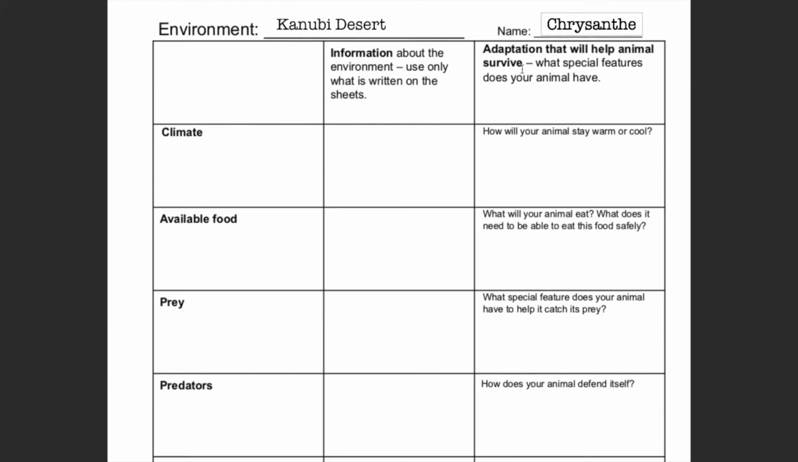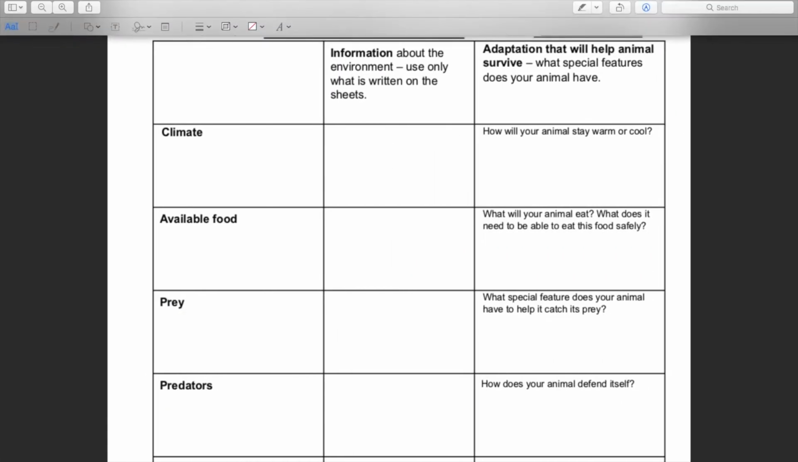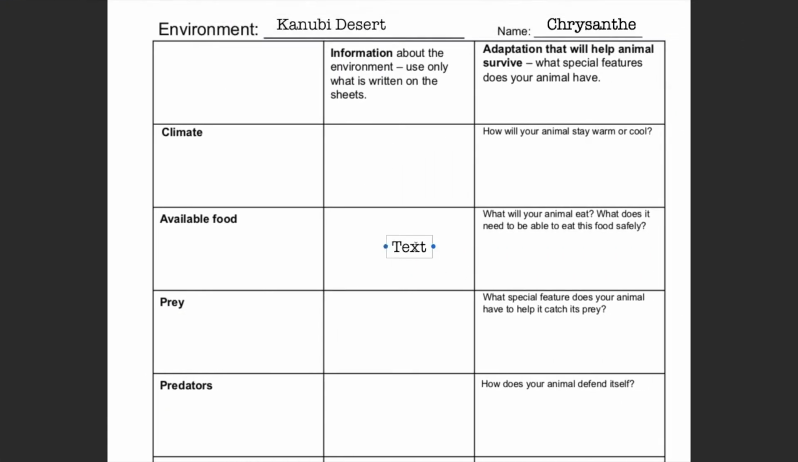Next, we need to write some information about our animal's climate. If we went back, we saw that this is a desert. The average temperature is 140 degrees during the day and 100 degrees at night. That's pretty hot. So let's go back to our climate and write that it's hot and dry.